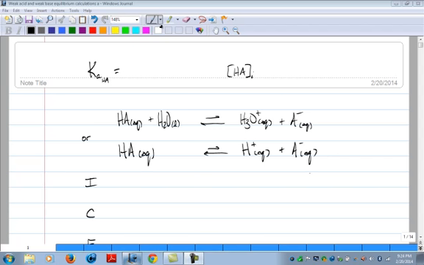Doing weak acid, weak base equilibrium problems is just like doing any other equilibrium problem, although we will take advantage of the fact that most weak acids have relatively very low equilibrium constant values, so you'll see that we'll be able to make a further simplification in using that.